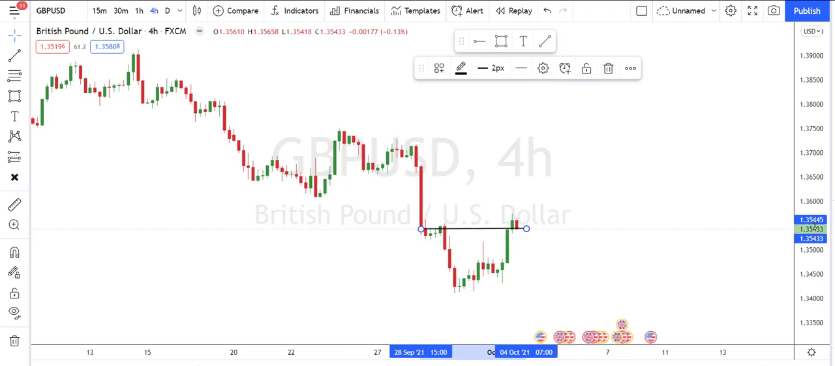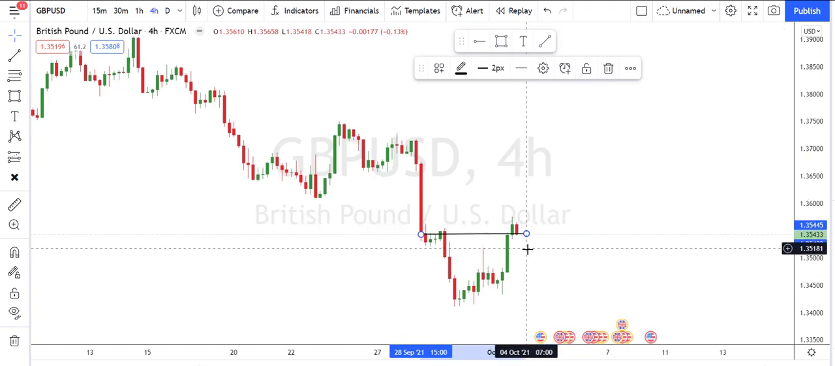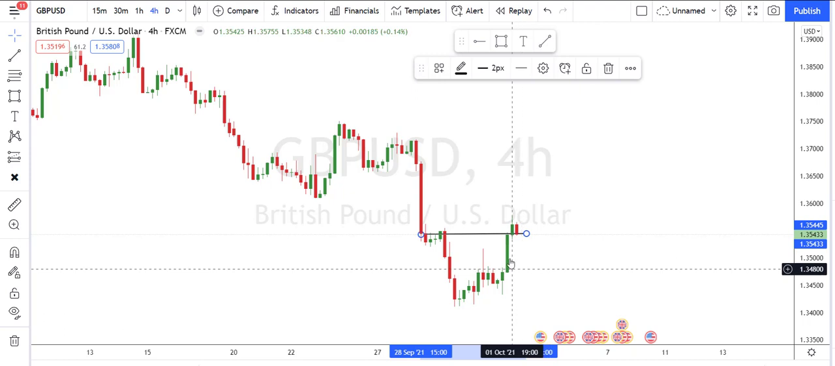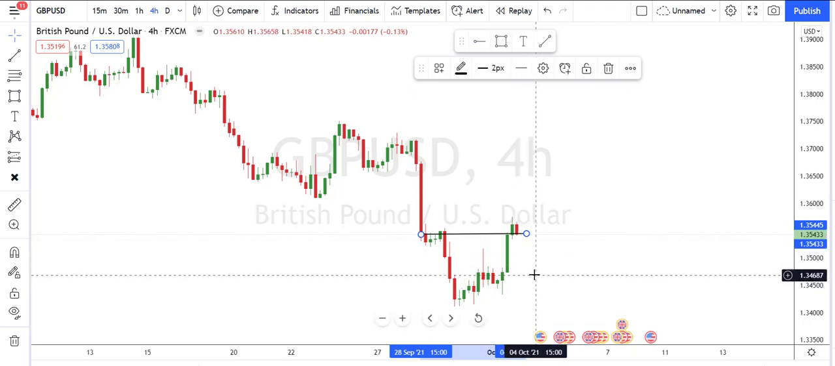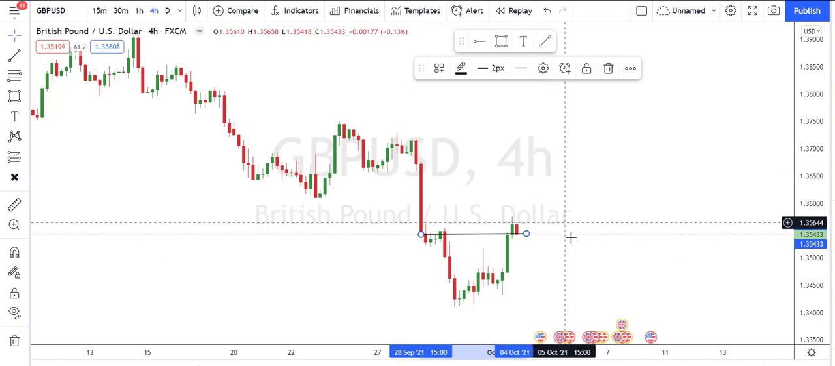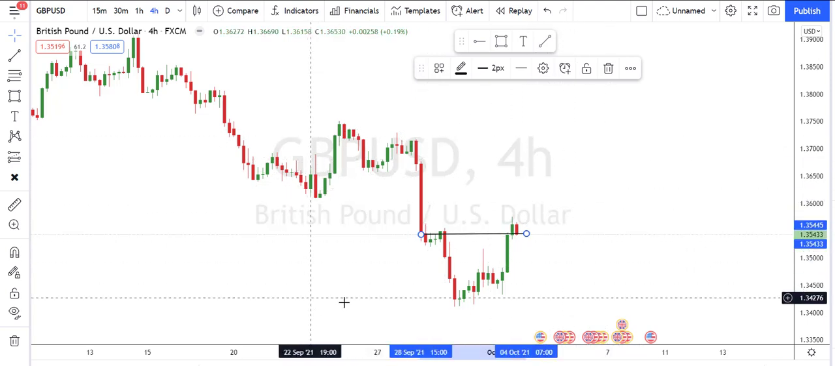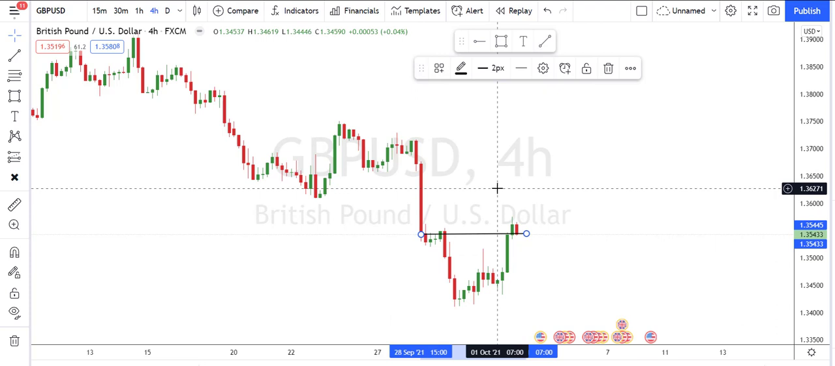But if we look closely right here, we can also see some imbalance here. So price might even come down here and then move up. So this was the structure of price in the 4-hour time frame.